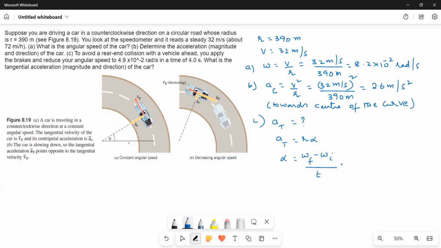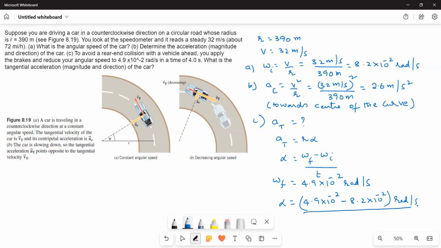So what is omega F? Omega F is given to us, and omega I we already found out. Omega F is given as 4.9 × 10^-2 radians per second. So alpha is equal to 4.9 × 10^-2 radians per second minus 8.2 × 10^-2 radians per second, divided by the time, which is given as 4 seconds.